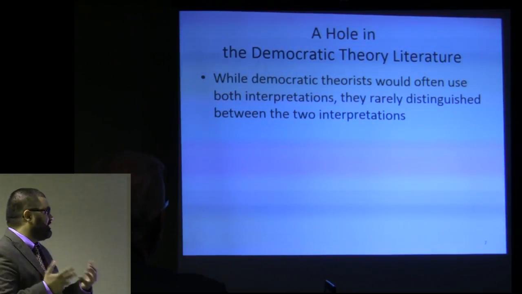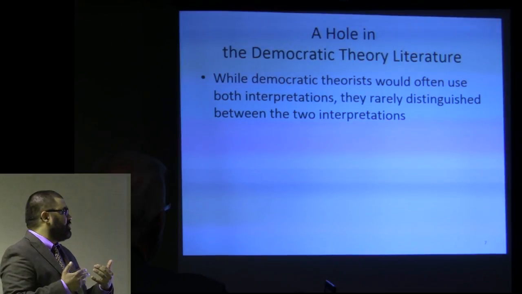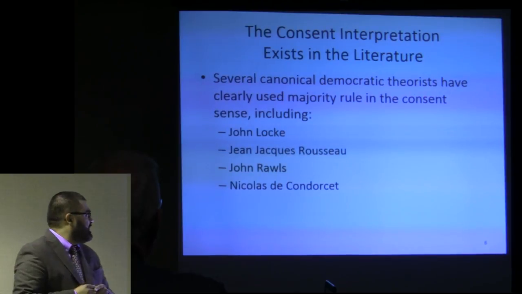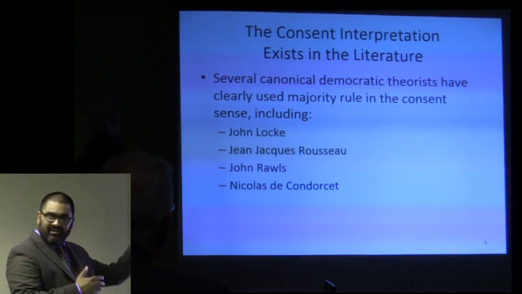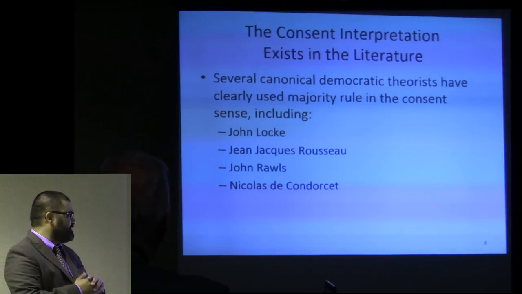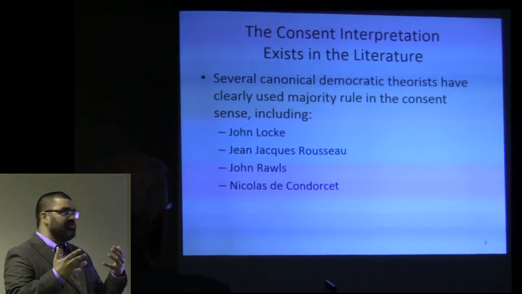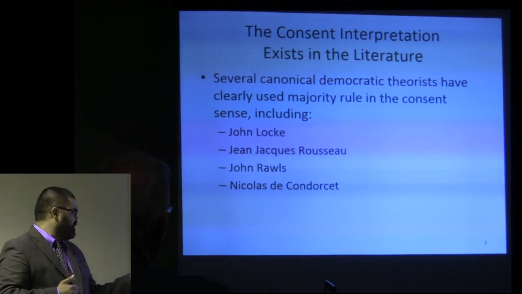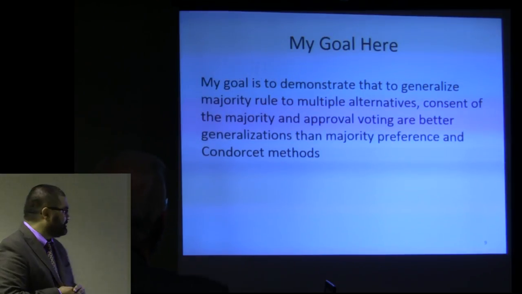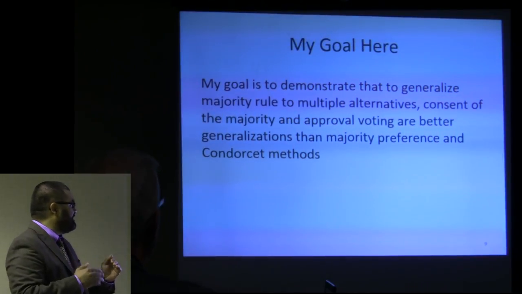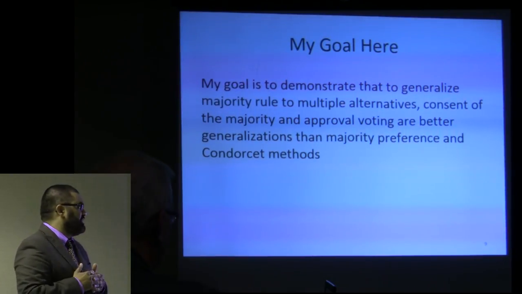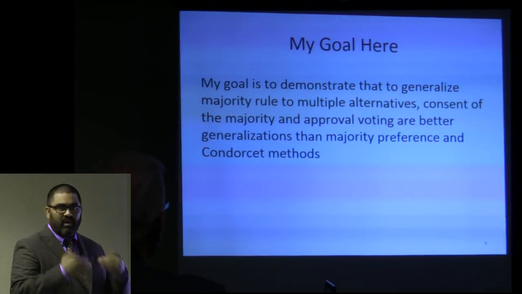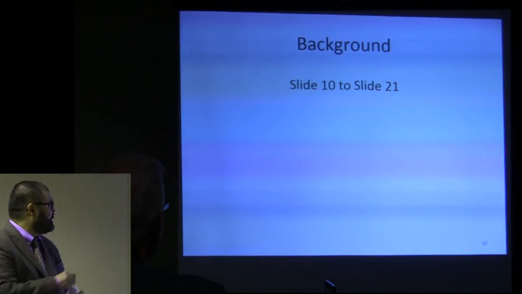This is a hole in the democratic theory literature, because while democratic theorists would often use both interpretations, they rarely distinguish between the two. If you look at the literature, and I have it in supplementary slides that I'm not going to go over, there are several democratic theorists who use the language of consent of the majority. These are people like John Locke, Jean-Jacques Rousseau, John Rawls, and Nicolas de Condorcet. My goal here is to demonstrate that to generalize the majority rule to multiple alternatives, consent of the majority and approval voting are better generalizations than majority preference and Condorcet methods.